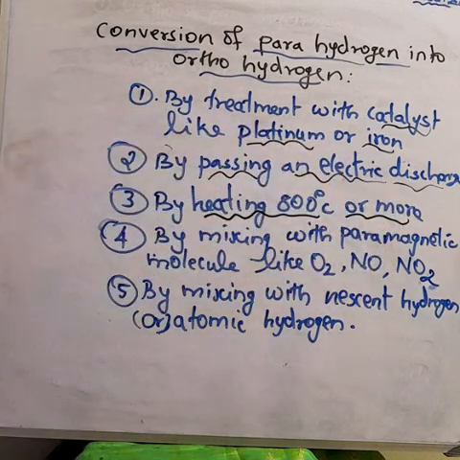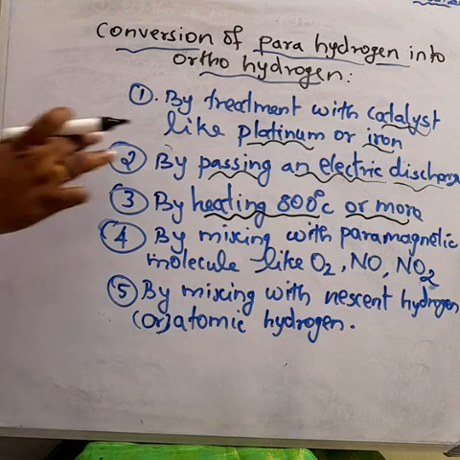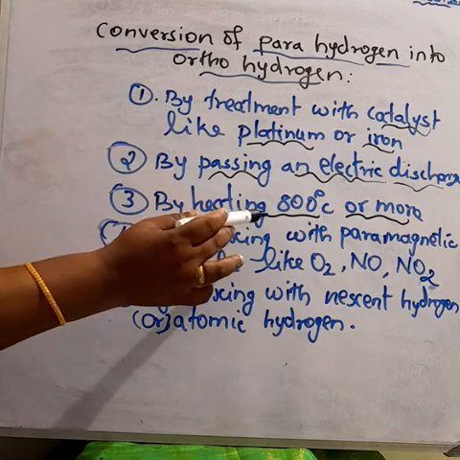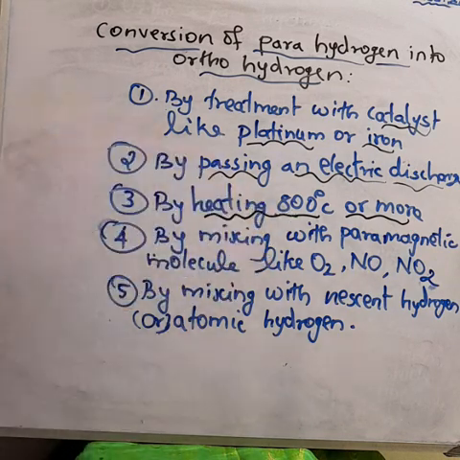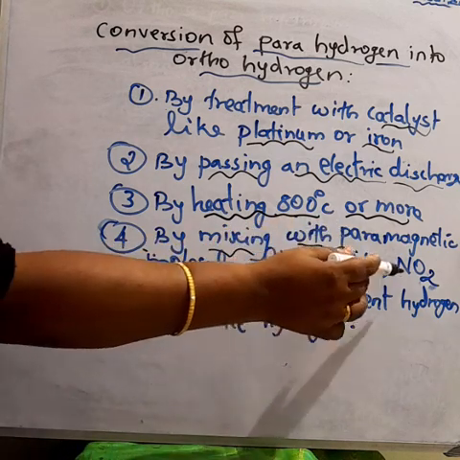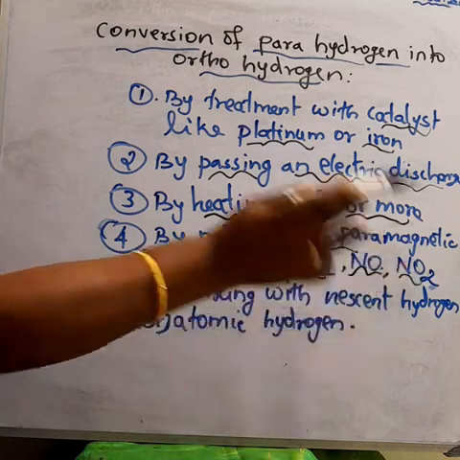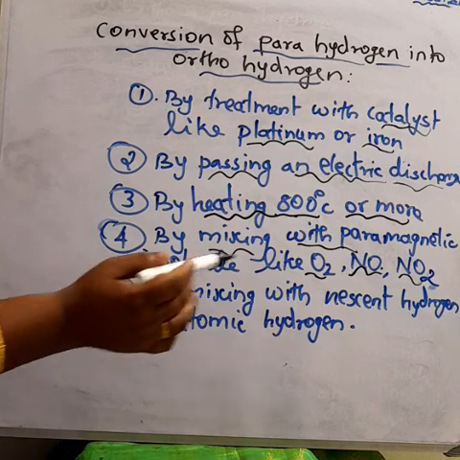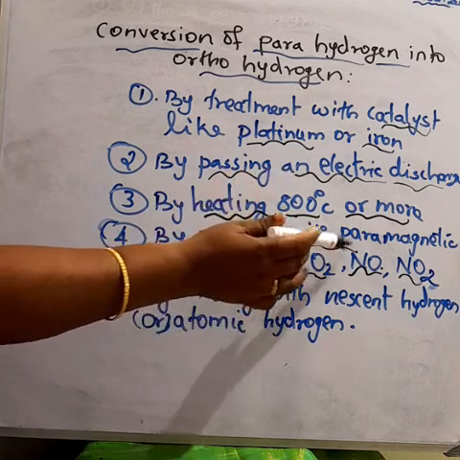At room temperature, parahydrogen is not stable. But when we heat the para form of hydrogen at 800 degrees Celsius or more, we can get the ortho form of hydrogen, the stable form of the hydrogen molecule. Otherwise, by mixing with paramagnetic molecules like oxygen, nitrogen monoxide and nitrogen dioxide, we can convert the para form into the ortho form.